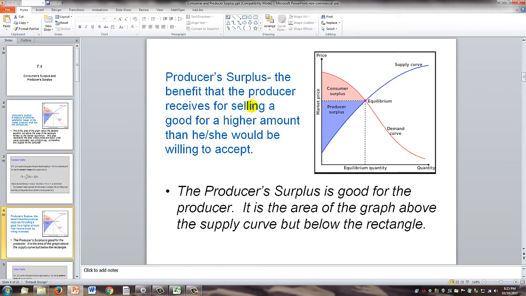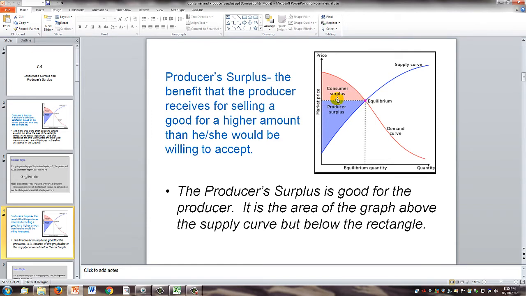The producer surplus is the benefit that the producer receives for selling a good for a higher amount than he or she would be willing to accept. So the producer surplus is good for the producers because it's the area of the graph above the supply curve but below the rectangle. So this is the price that the producers received for their product, but this is the price that they were willing to take.